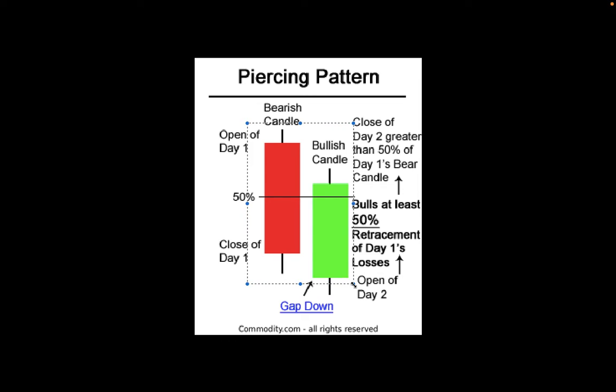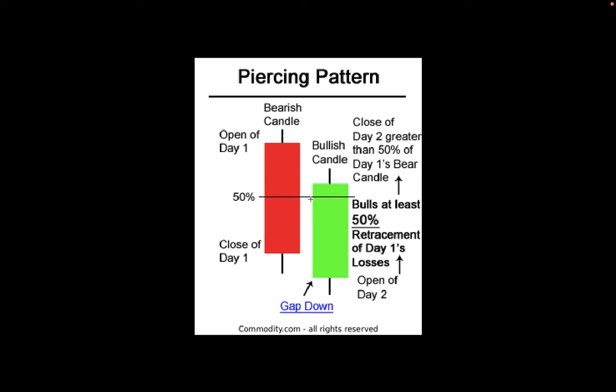The pattern includes the first day opening near the high and closing near the low with an average or a large trading range. Also, the pattern is bullish and the opposite of a dark cloud cover. The pattern appears in a downtrend, and the first candle is red and the second candle is green.